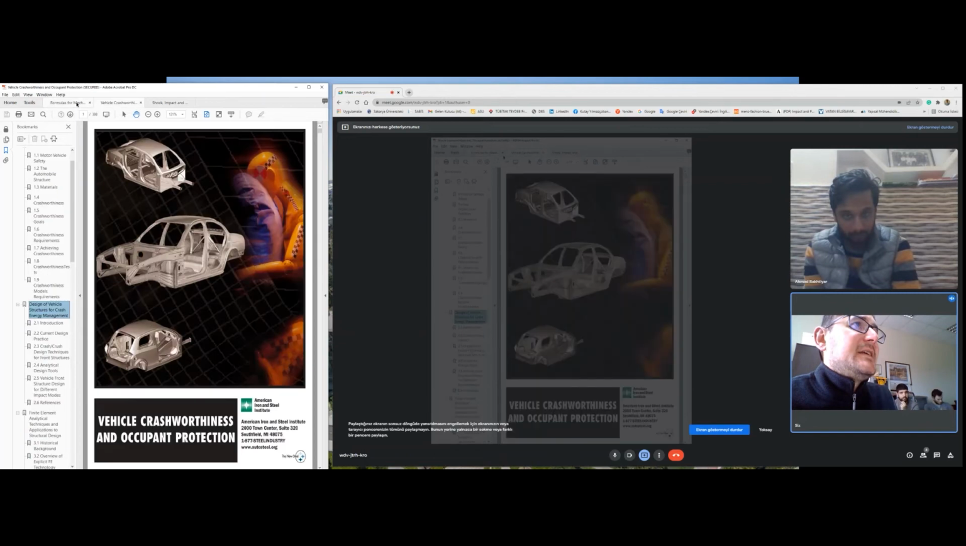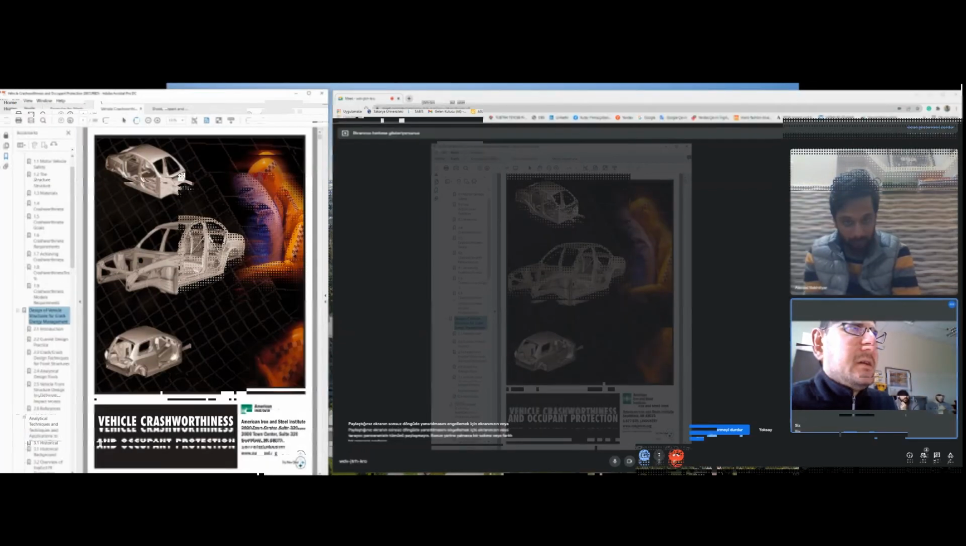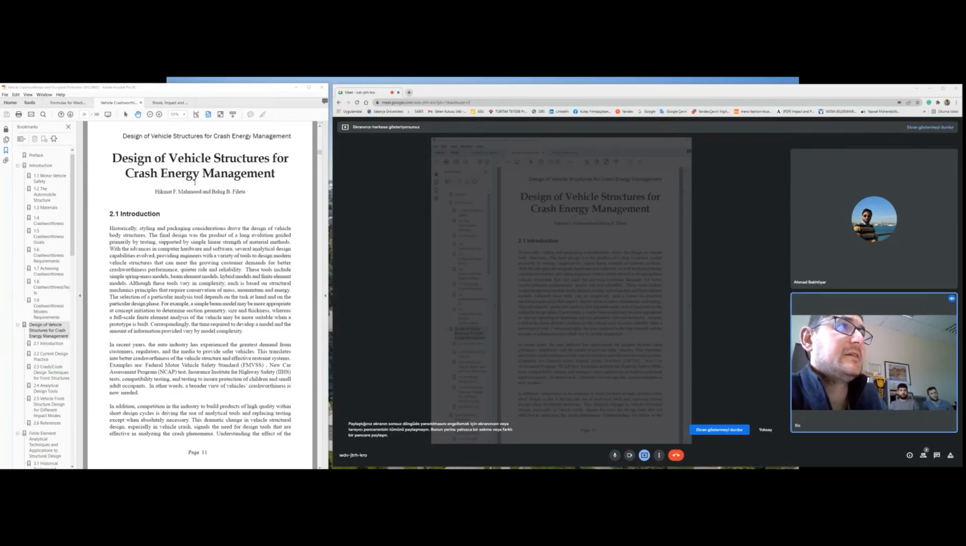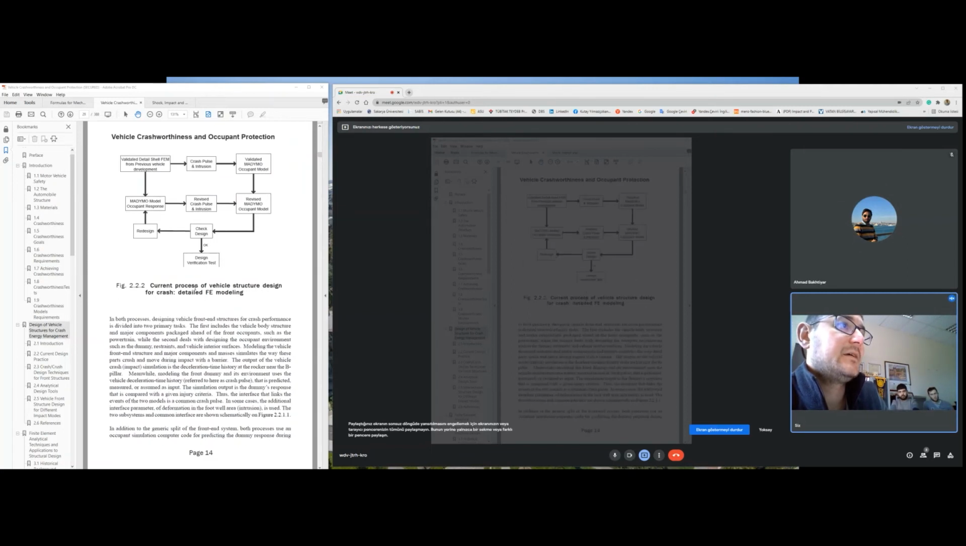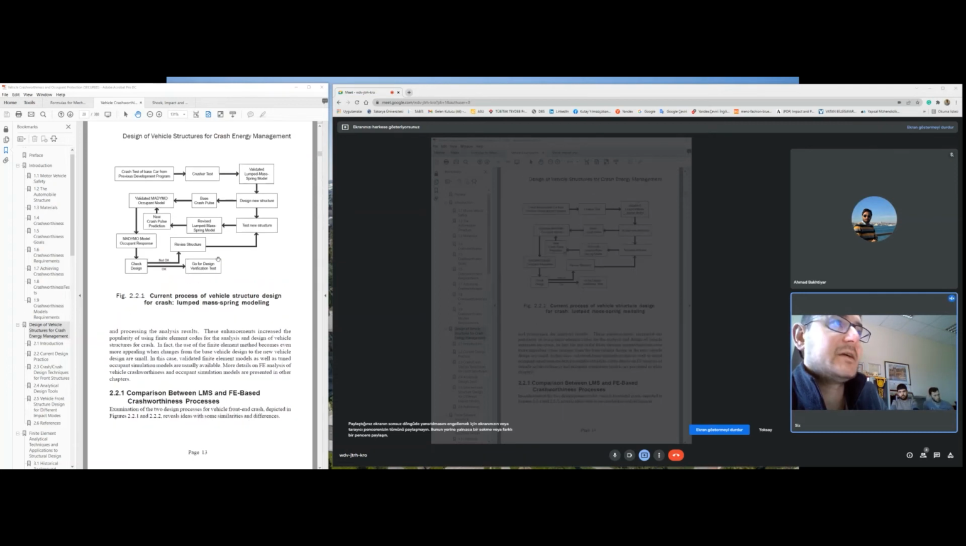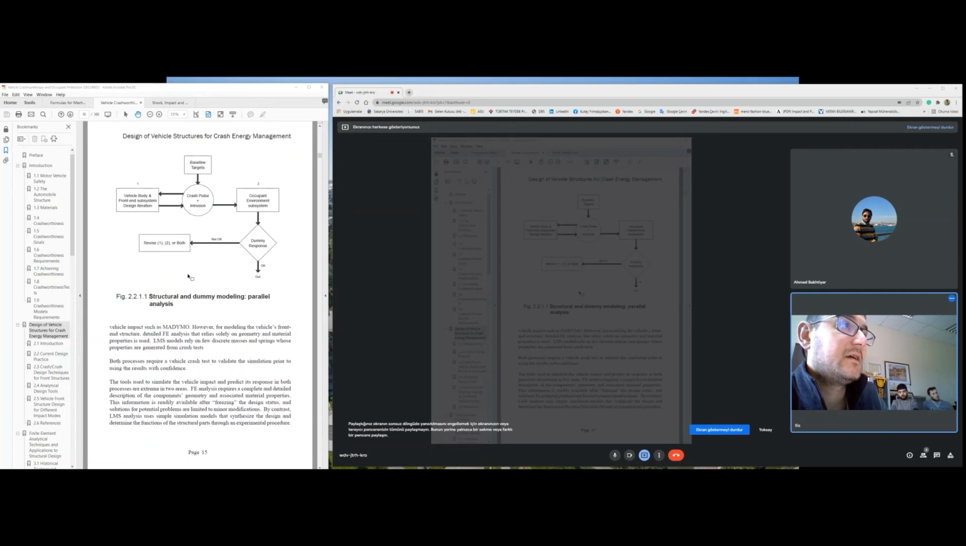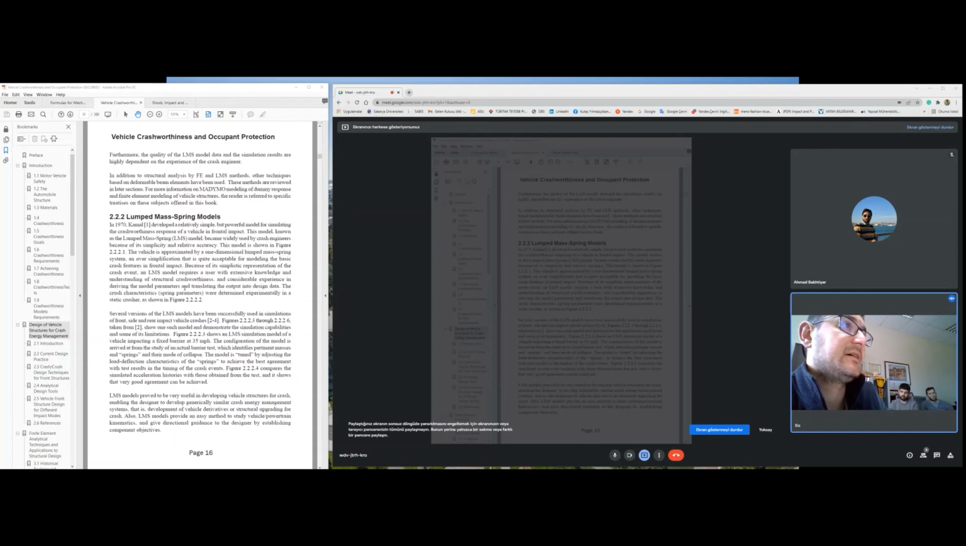for studying these areas. Okay, if we look at the second chapter of this book, Design of Vehicle Structures for Crash Energy Management, this is also so close to our study and especially describes every single detail by using flowcharts, folding, clipping, bending, hinge mechanism, etc.